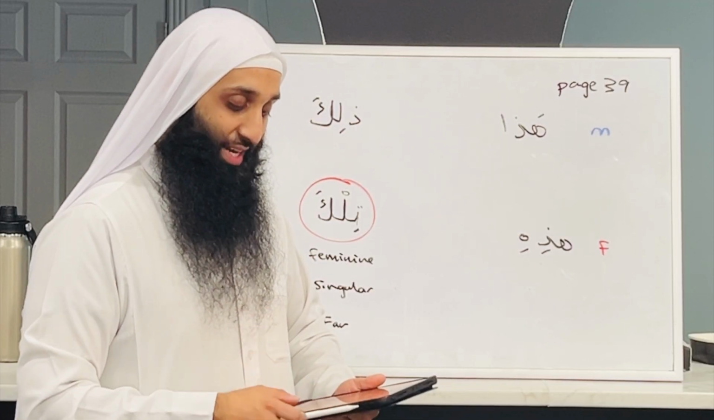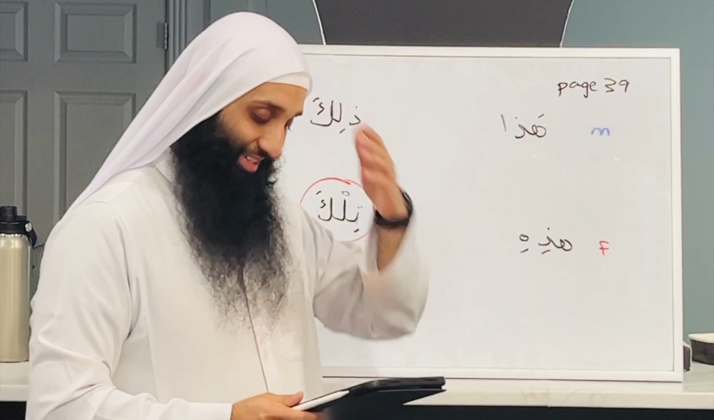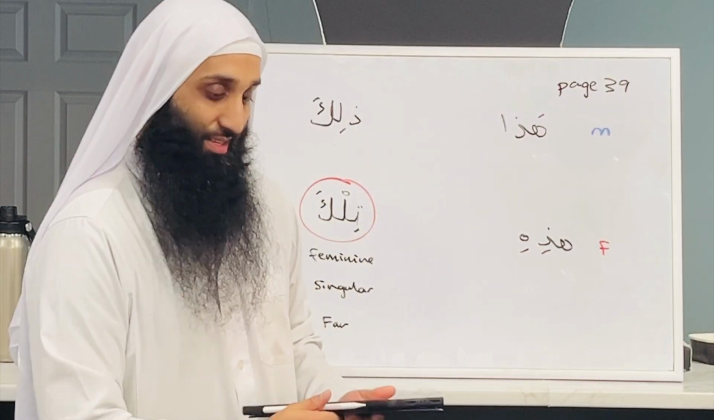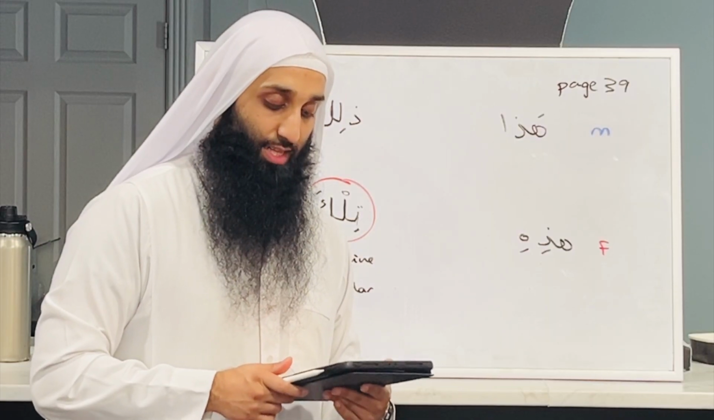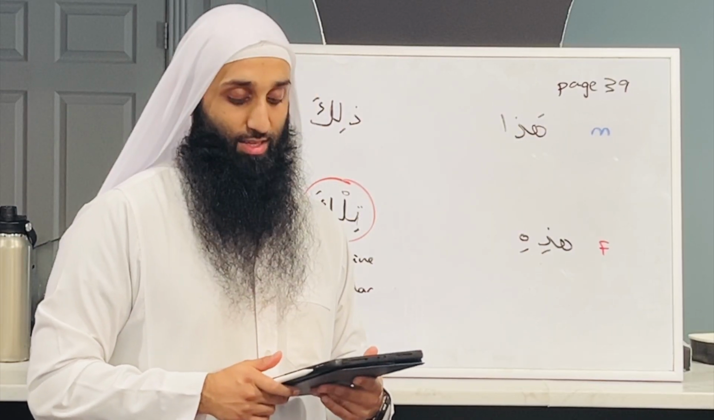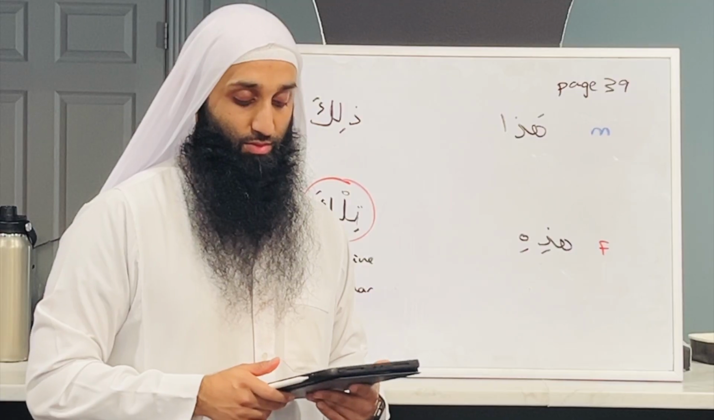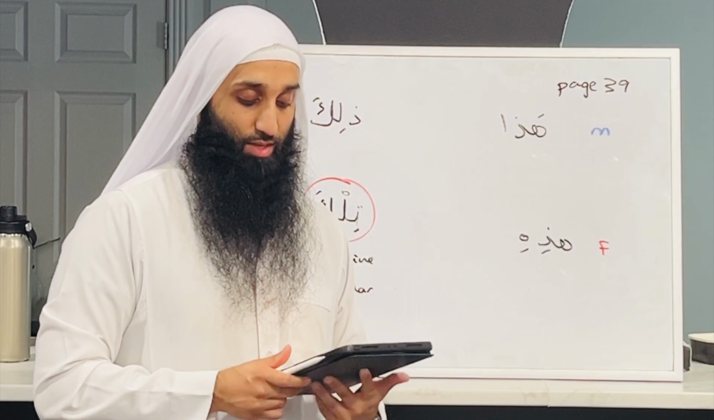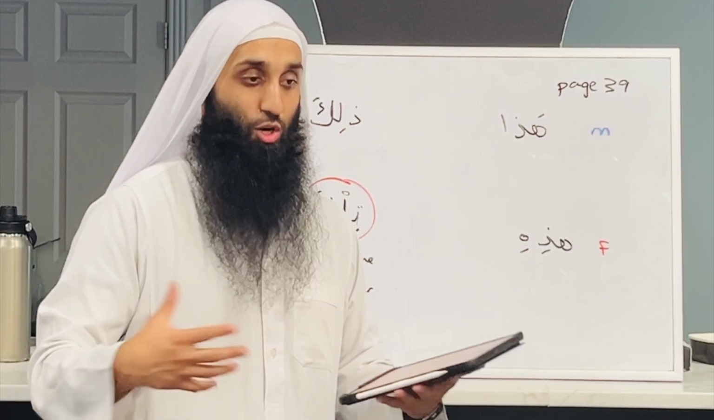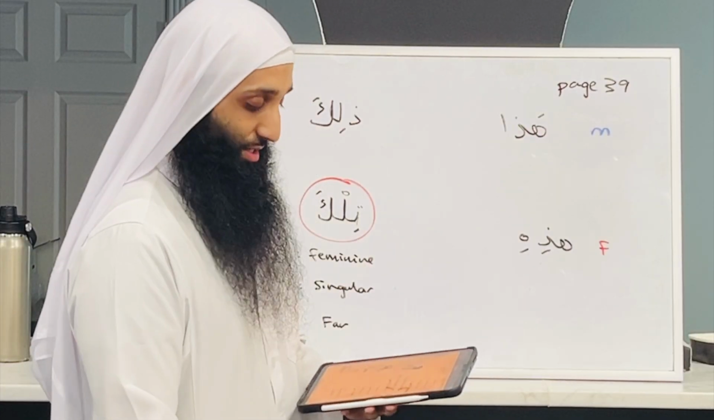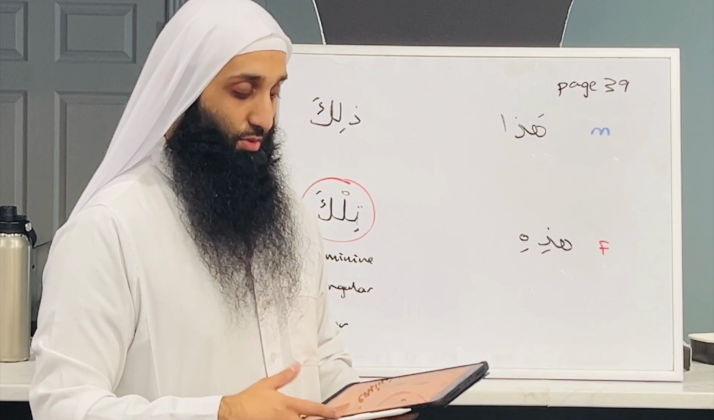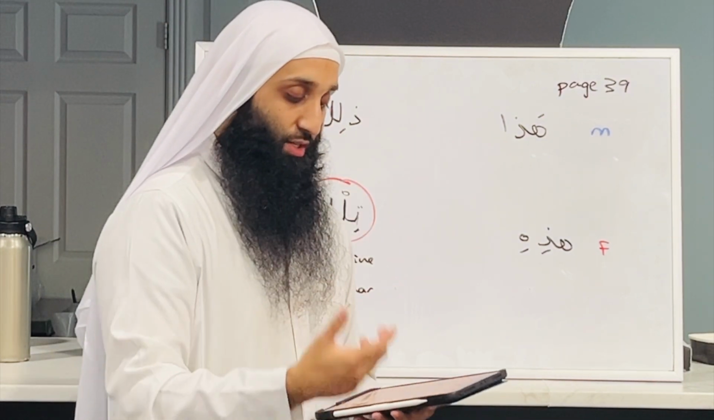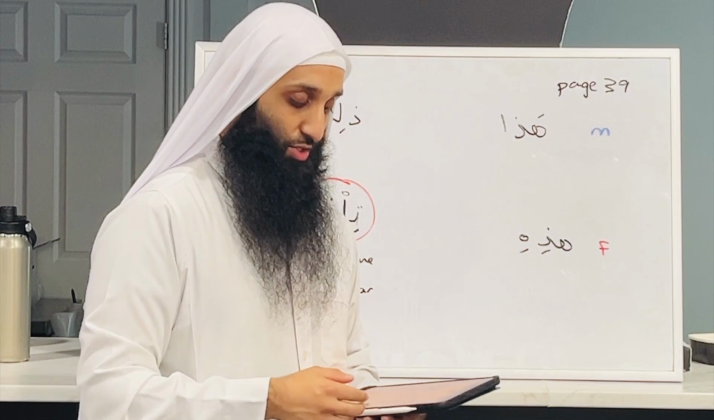Okay. What about the next sentence? هذه طويلة وتلك قصيرة. This one's tall, and that one's short, referring to both females. So like you're saying, it's referring to the female, the doctor and the nurse.